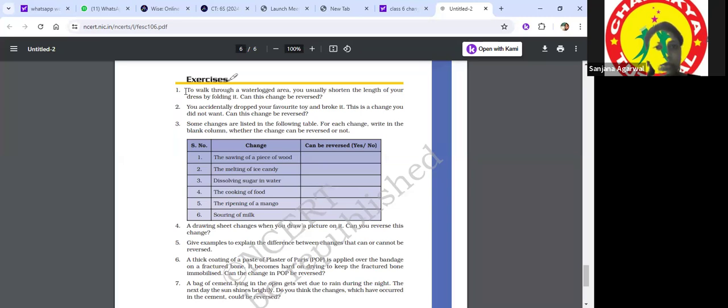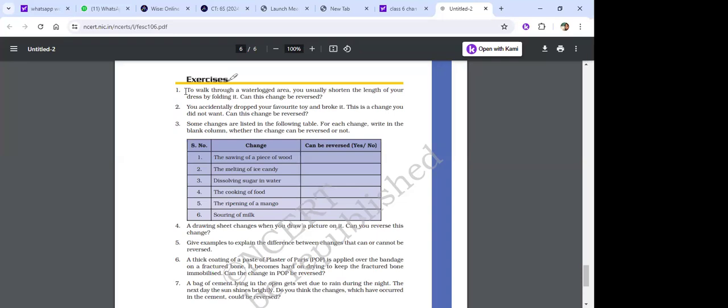First, to walk through a waterlogged area, you usually shorten the length of your dress by folding it. Can this change be reversed? Ma'am, it can be reversed.